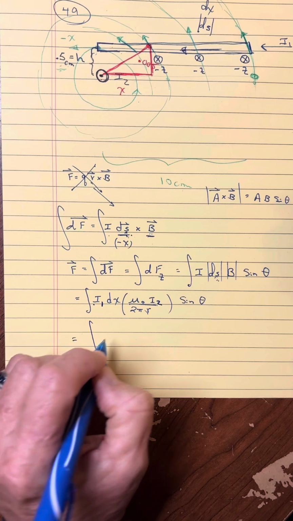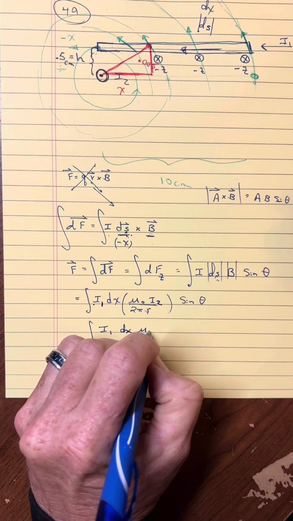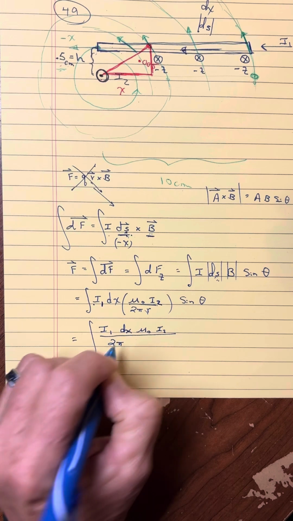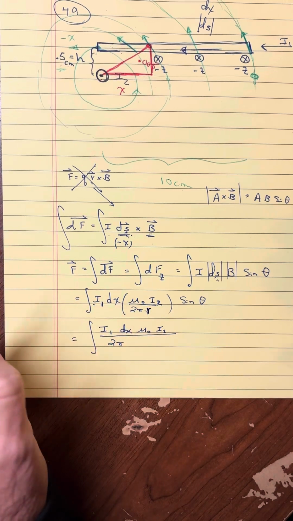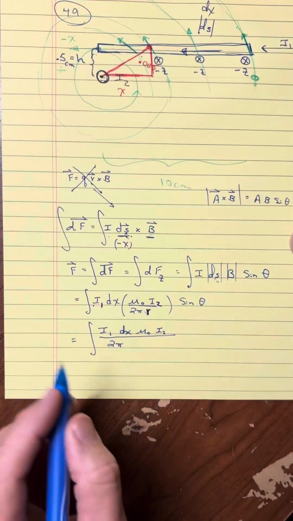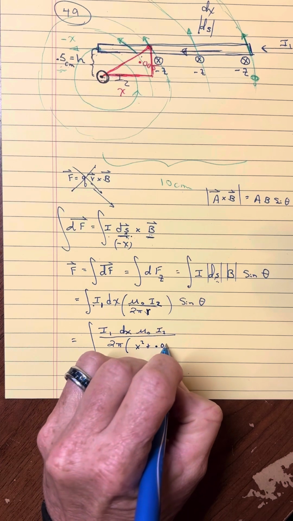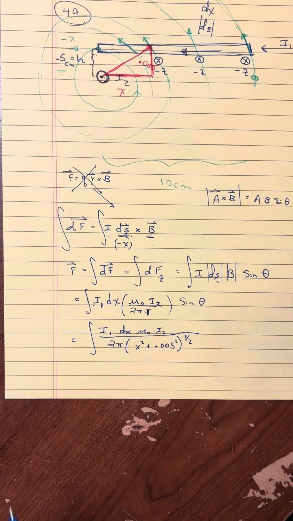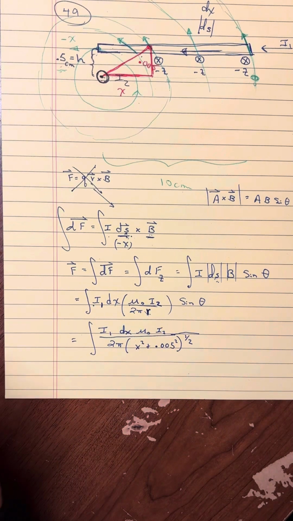All right, so let's see. So I've got this integral. I've got this current I1. I've got this dx. I've got the mu naught. I've got I2. I've got the 2 pi. And then let me go ahead then at this r right here. And this r is this distance away. So let me call it the square root of x squared plus 0.005 squared. Okay. And so that is how far away we are.